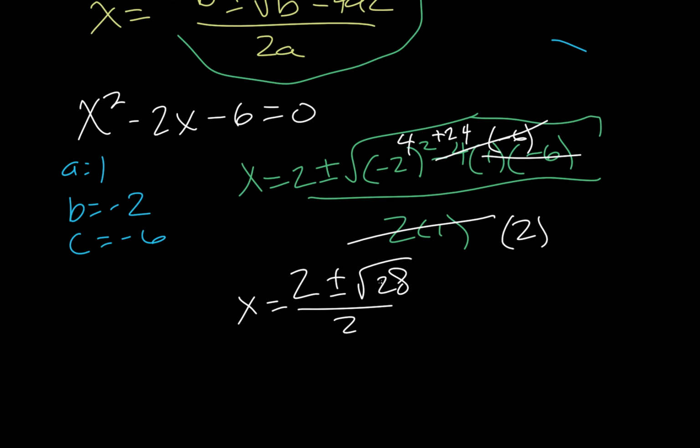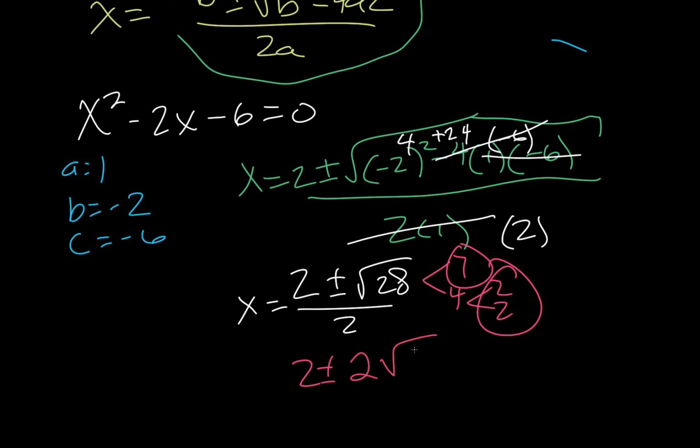Now, we need to look at this 28. That's going to be 4 times 7, and then 4 is 2 times 2. So we have a pair of 2's and a single 7. So we can rewrite this as 2 plus or minus 2, because we took out the 2's, square root of 7, all over 2.